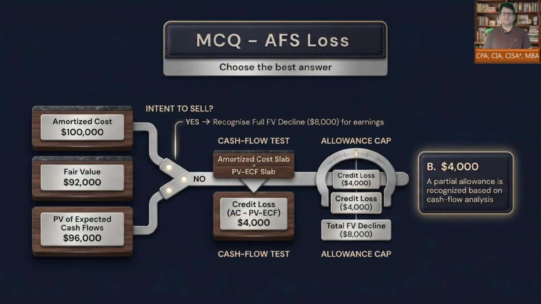Now choose your answer. An available for sale debt security has amortized cost of $100,000, fair value of $92,000, and present value of expected cash flows of $96,000. The entity does not intend to sell and is not required to sell before recovery. What credit loss allowance is recorded under ASC 326-30? Work through the decision sequence. Check the intent to sell gate, apply the cash flow test, verify the allowance cap, and then lock your answer.